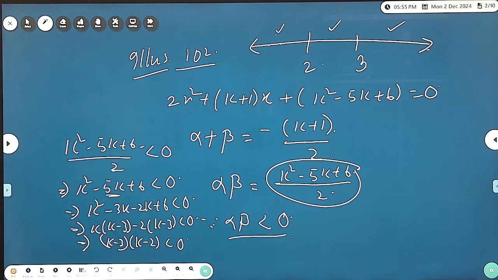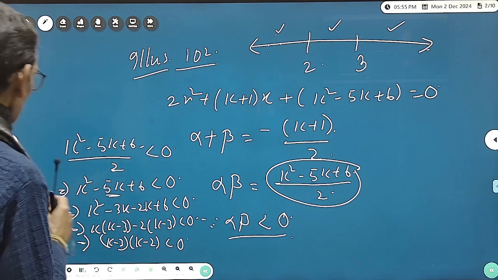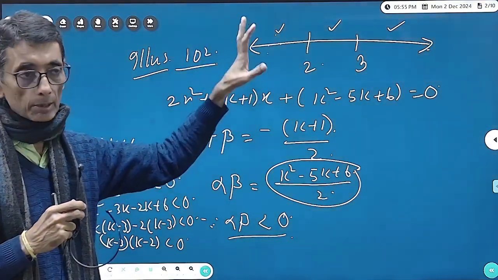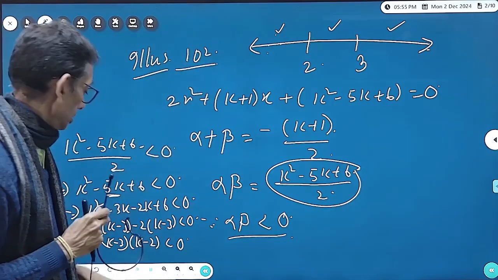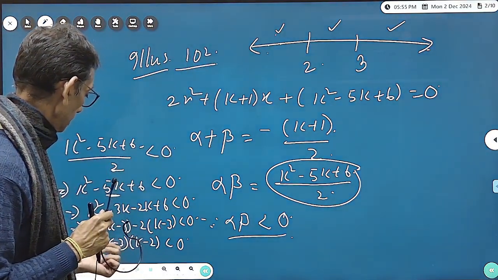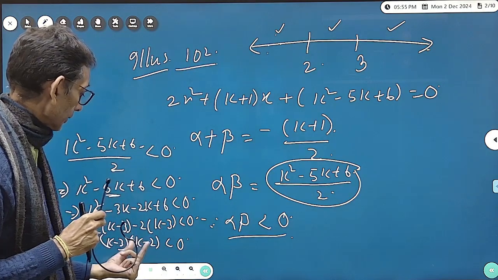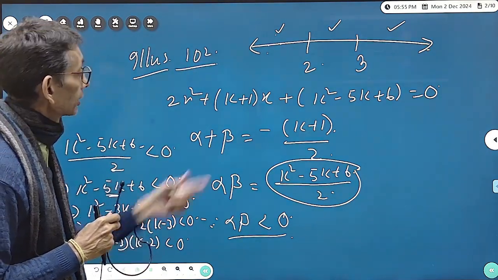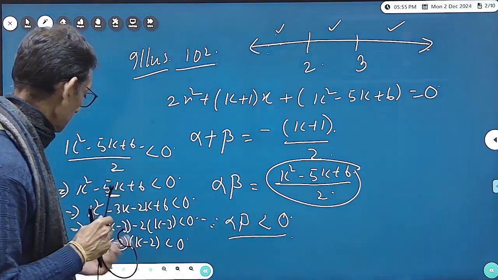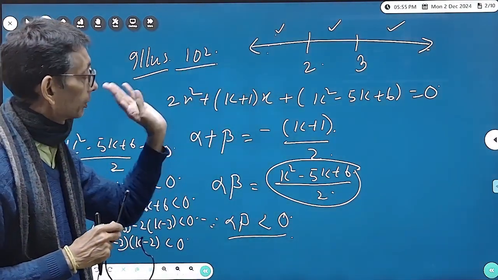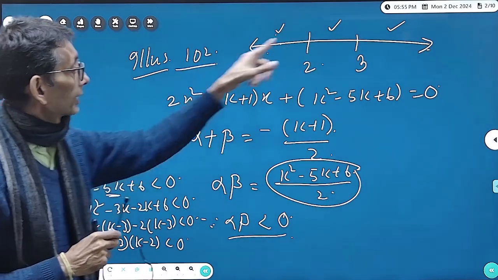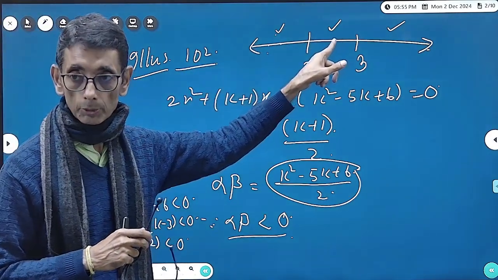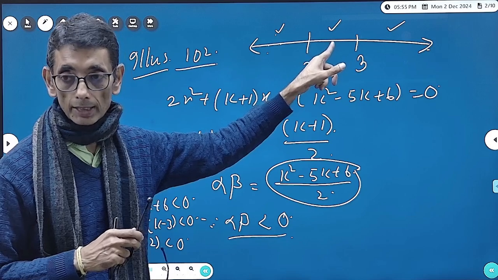Let us check. We have a shortcut method, very simple. You do not need mathematics. Whatever factors are there, make each factor 0: k minus 2 equal to 0 gives 2, k minus 3 equal to 0 gives k equal to 3. Then decide the answer. According to the book, the answer lies between 2 and 3.